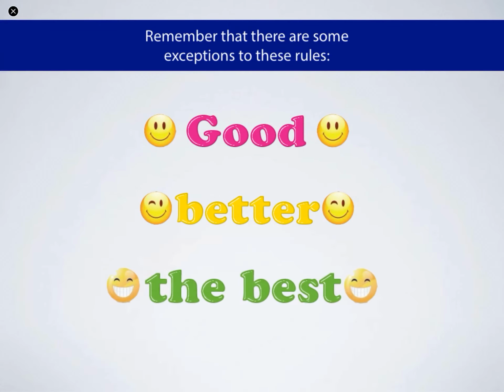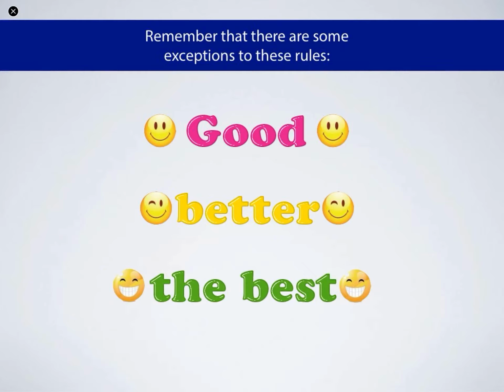But we have some exceptions to these rules. The adjective good doesn't make the comparative gooder. That doesn't exist, okay? So these are exceptions. They are irregular. Good becomes better, and the superlative is the best. So remember, for one word, good. To compare two objects, better. To compare 3 or more objects, the best.